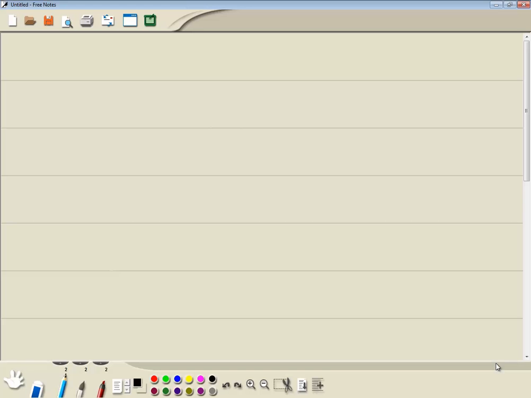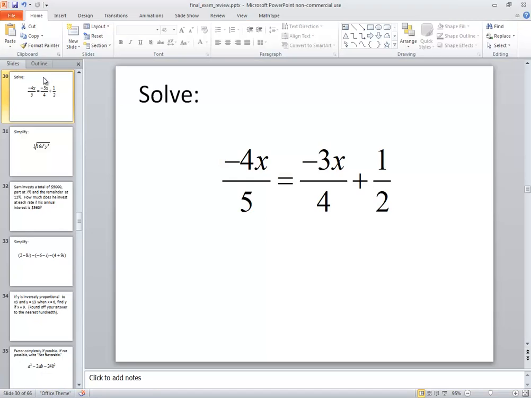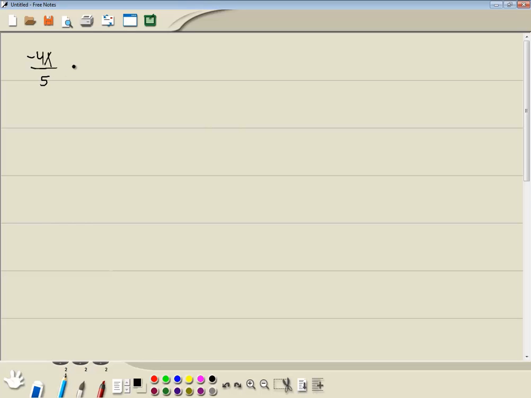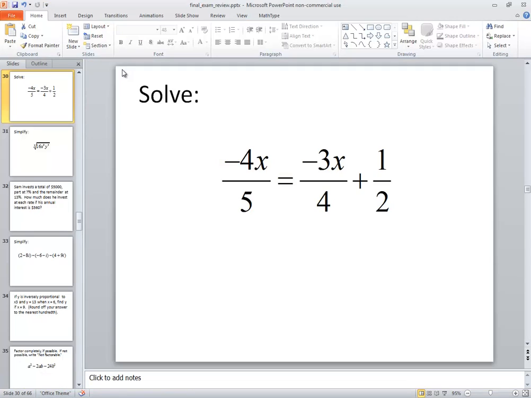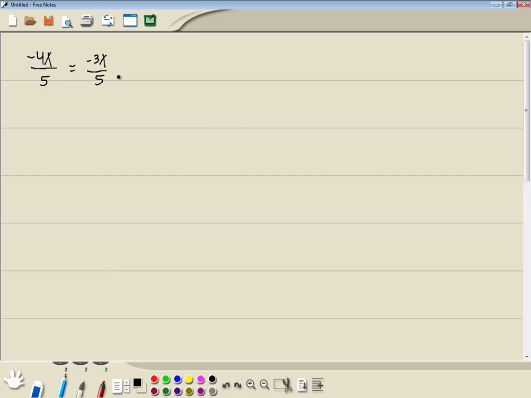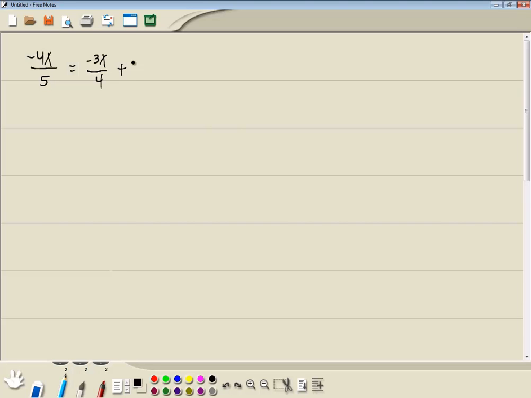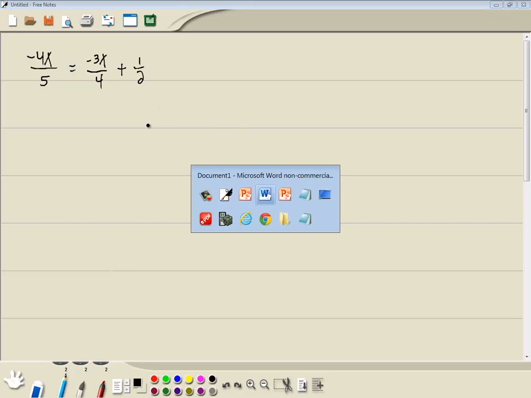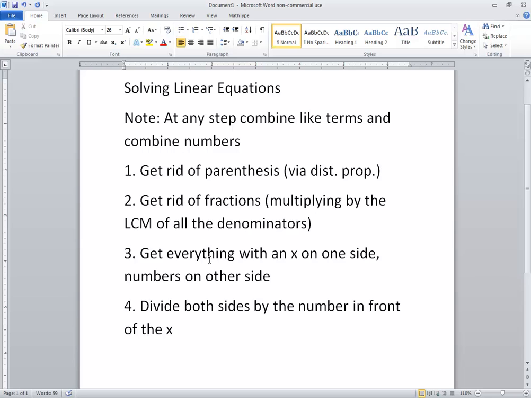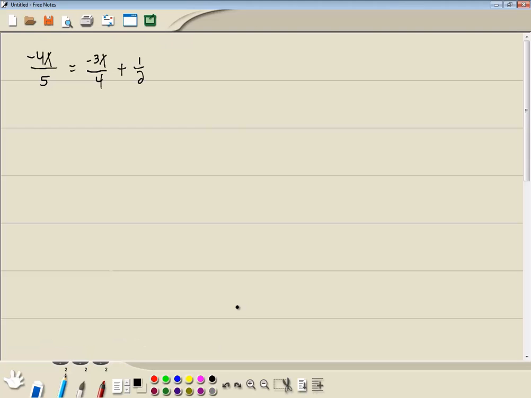Let's take a look at this. We've got negative 4x over 5 is equal to negative 3x over 4 plus 1/2. First step, get rid of parentheses. Don't have any. Step 2, get rid of fractions. Multiply by the LCM of all your denominators.